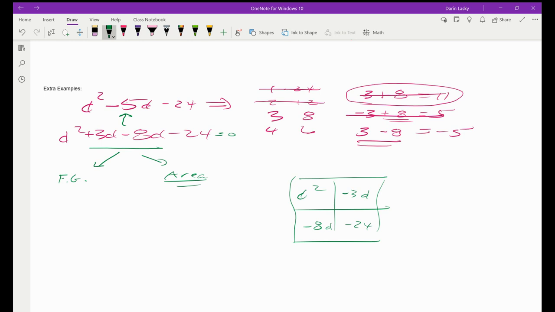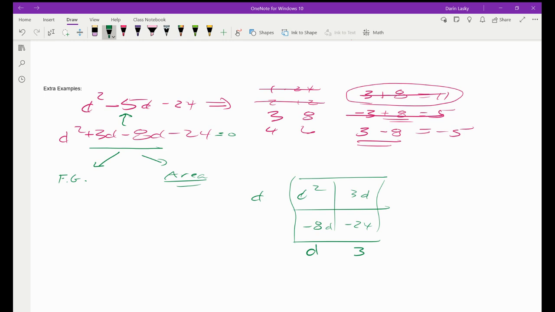Now I look at it again, and I like to do rows first. In my row, I can take a d out of those. In the next row, I can take a negative 8 out. What did I do wrong? Oh, this should be a positive. Sorry, that should be a positive there, guys.